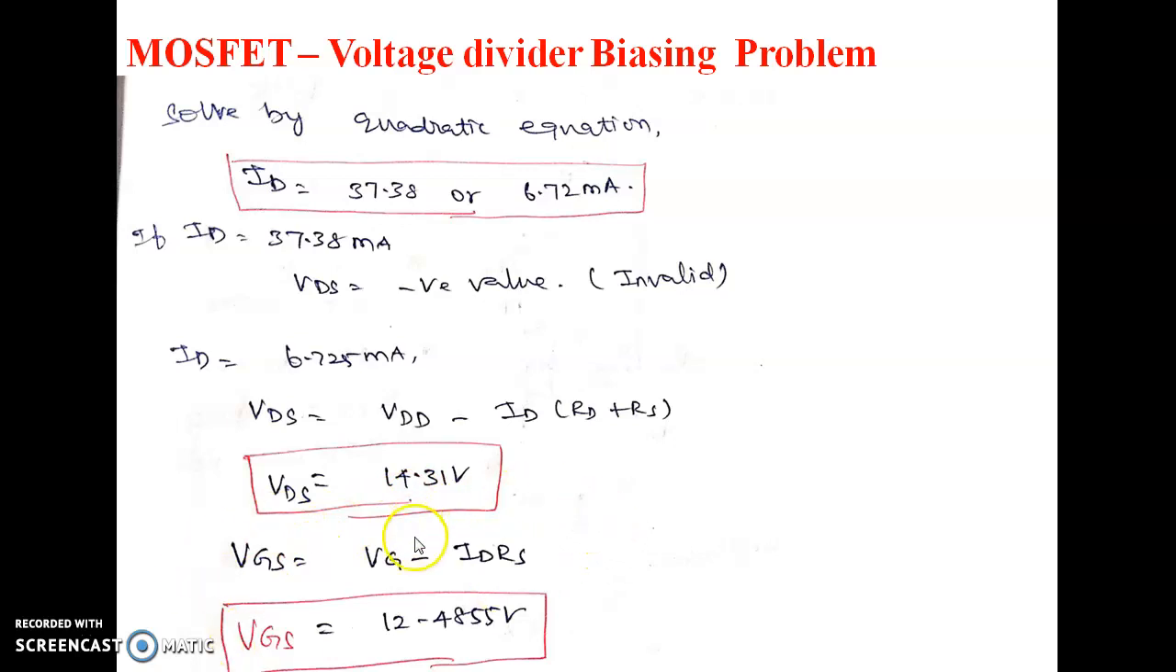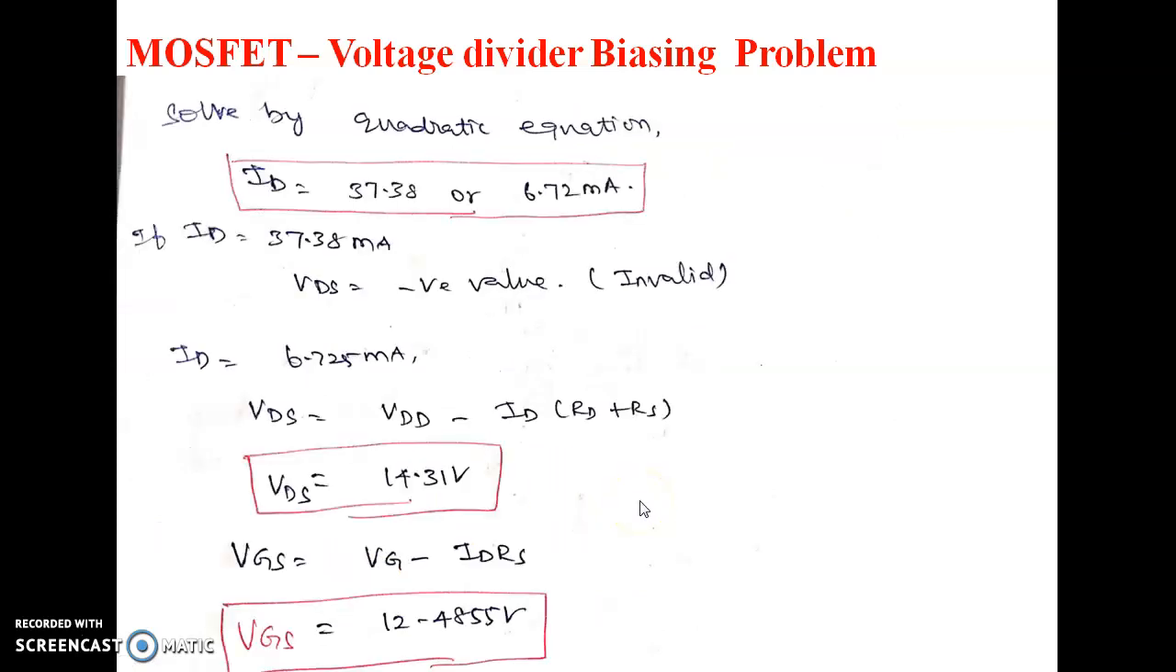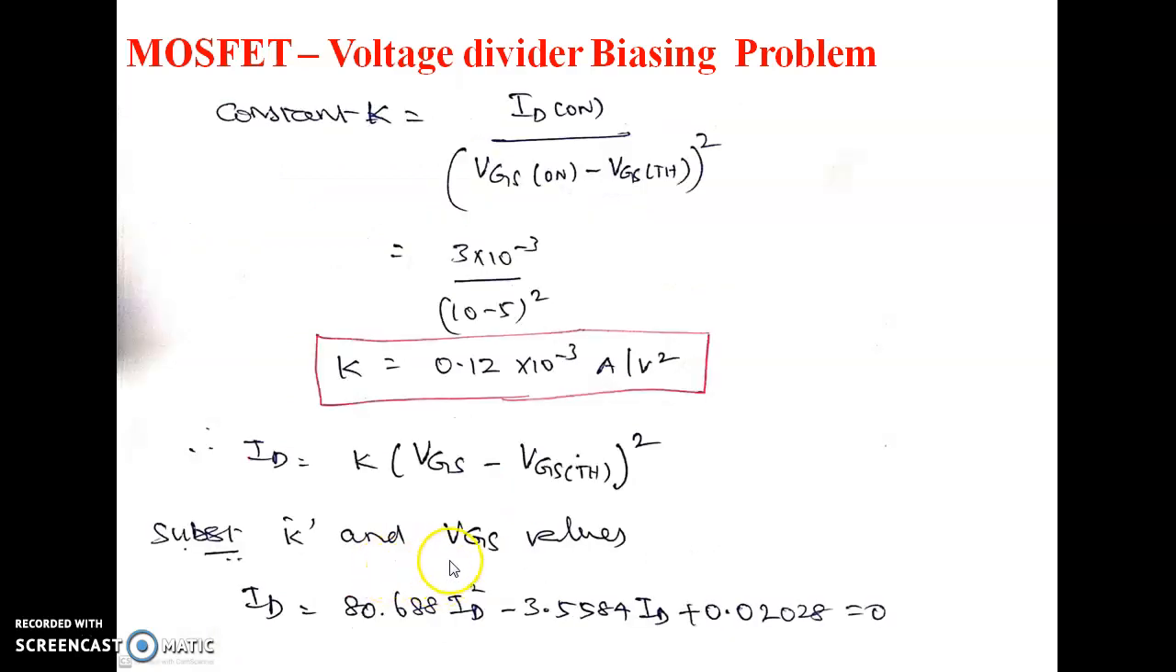What about your VGS? VG minus ID into RS, which is 12.4855. So this is our VGS. In the case of feedback biasing, VDS and VGS are the same. In the case of voltage divider, these two things are different. So here VGS equals VG minus ID into RS. The RS value is known and the VG value is known, so you can find this value by substituting the ID value.